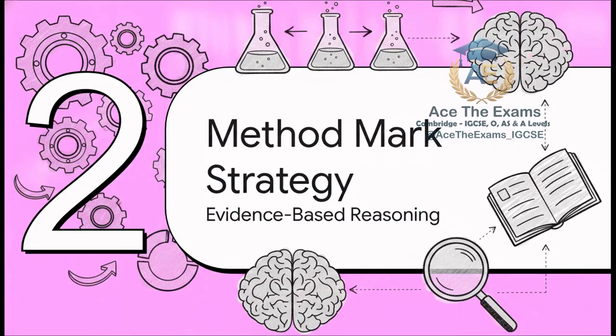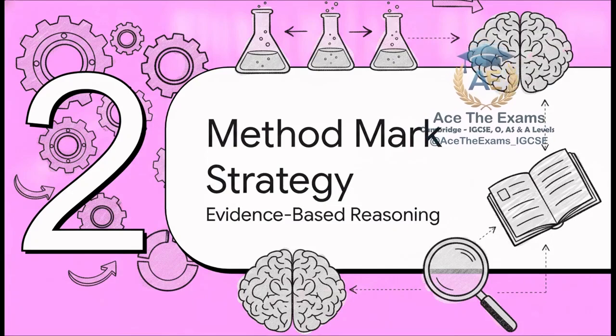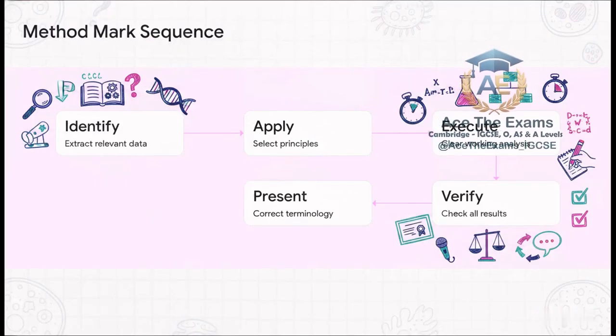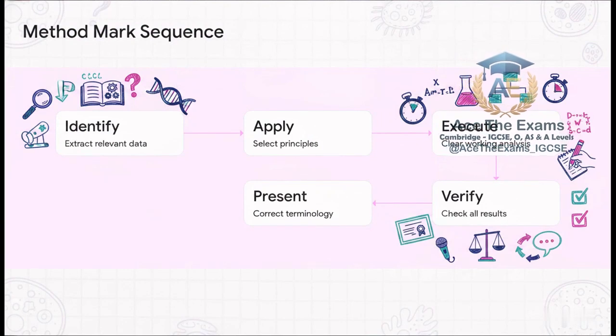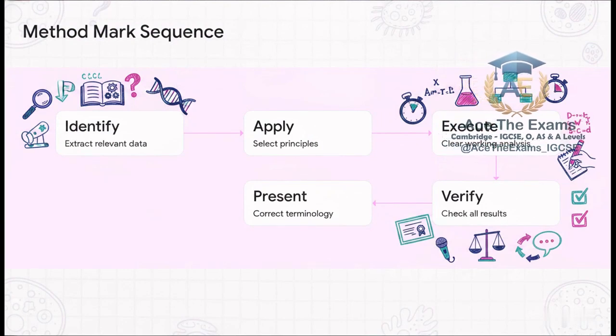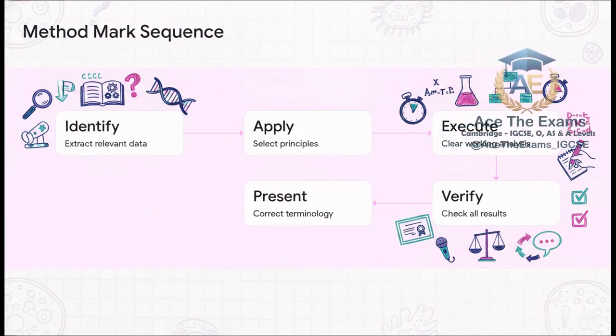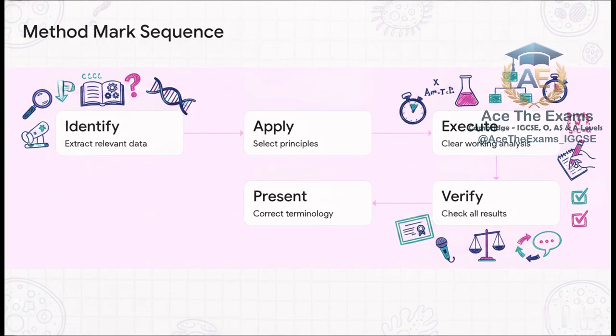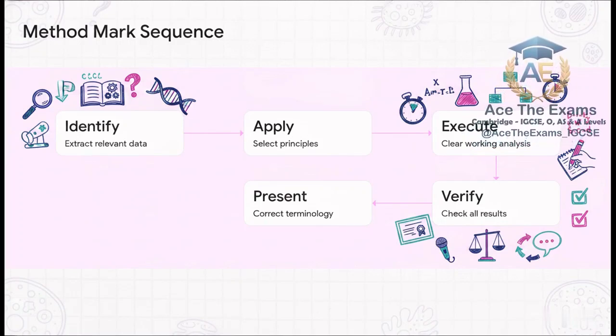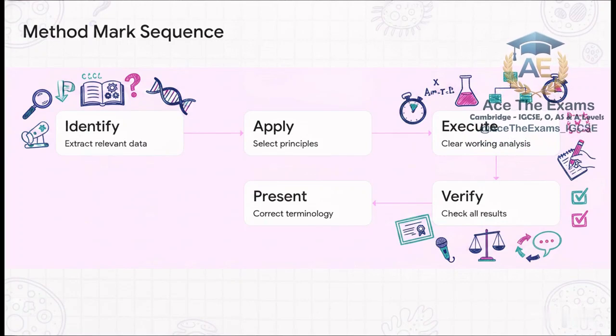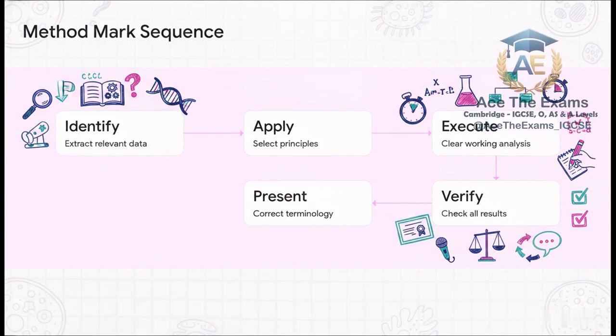Which brings us to Section 2, the method mark strategy. When you are tackling these complex, multi-step problems in Biology 9700, you are not just being graded on your final conclusion. The examiners actually award marks for the rigorous analytical process itself. This is where evidence-based reasoning becomes your absolute best friend.